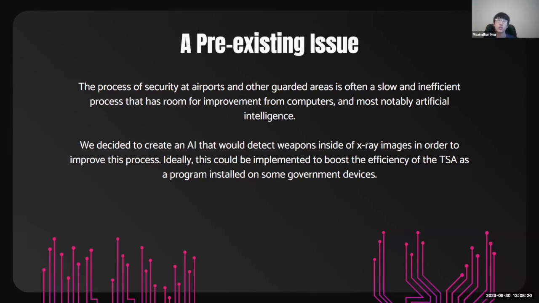So what we're trying to do with our model is have a second pair of eyes that's AI, so it doesn't have the human error, or as much human error, so that hopefully it's no longer as much of a waste of time and fewer weapons can get on your planes.